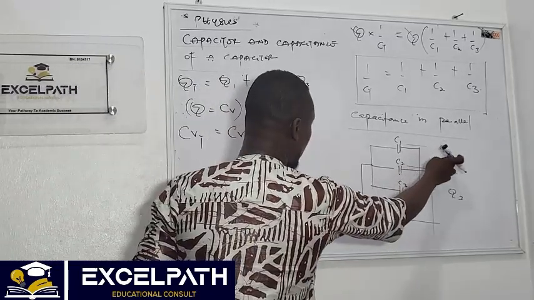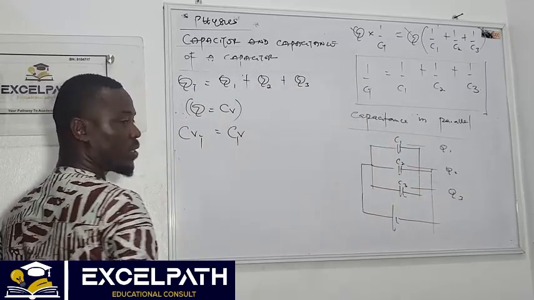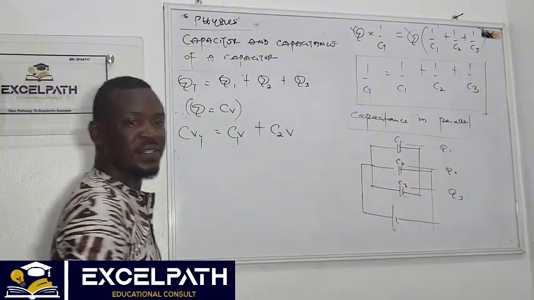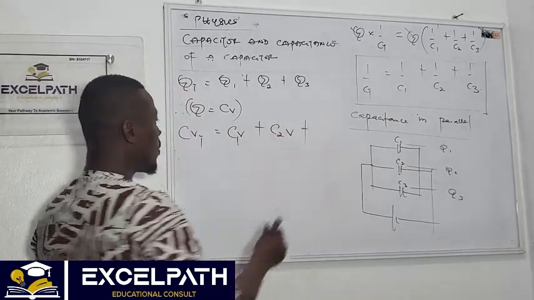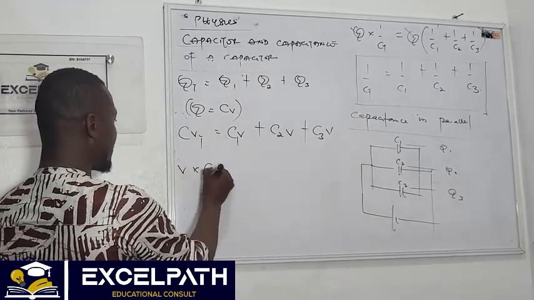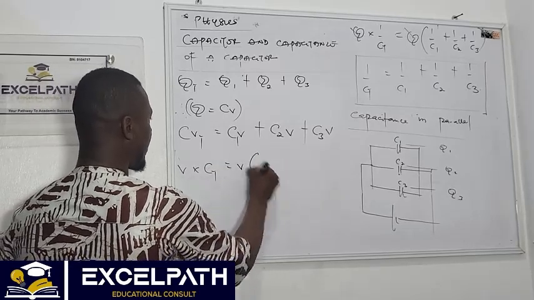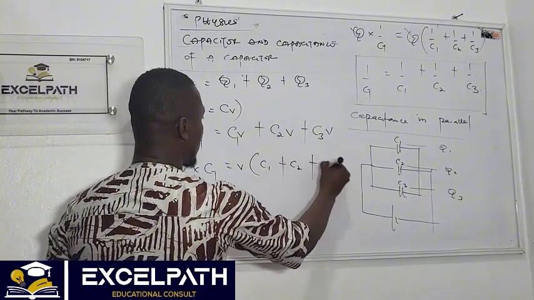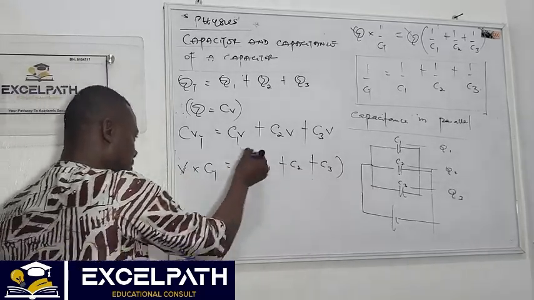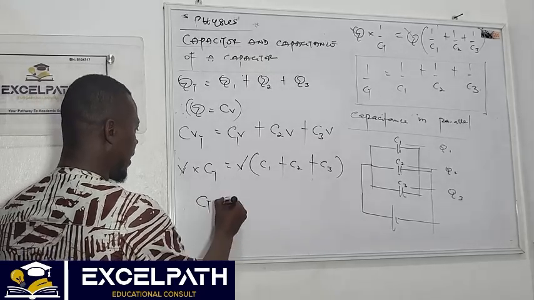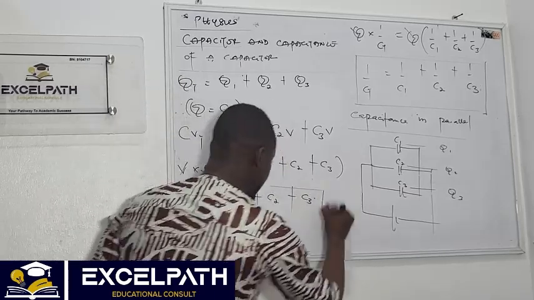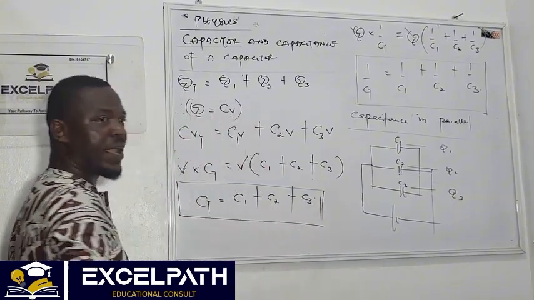Remember, Q1 is across C1, so this one will be C1 V, plus C2 V because Q2 is across C2, while Q3 will be C3 V. Now I can have this as V times C total equals V times C1 plus C2 plus C3. This V can cancel this V out, student. What am I left with? C total equals C1 plus C2 plus C3.